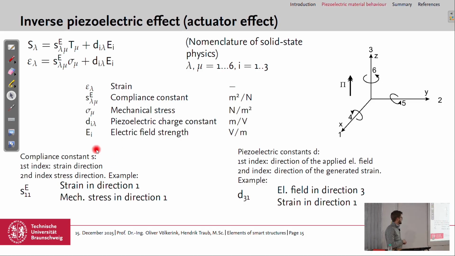And again, the 2 index, we have the compliance constant S. The first index is the strain direction, and the second one is the stress direction. So S11 would be strain in 1 direction and mechanical stress also in 1 direction at a constant electric field. And for the piezoelectric constant d, the first index is the direction of the applied field. So again, 3 direction in this case, and the second index is the direction of the generated strain. So the 1 direction in this case.